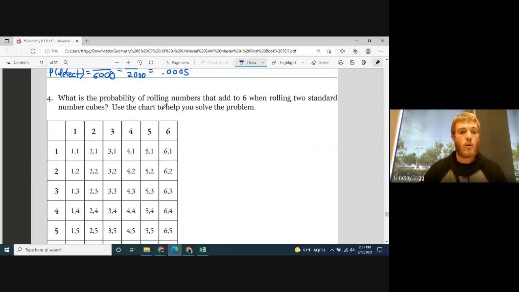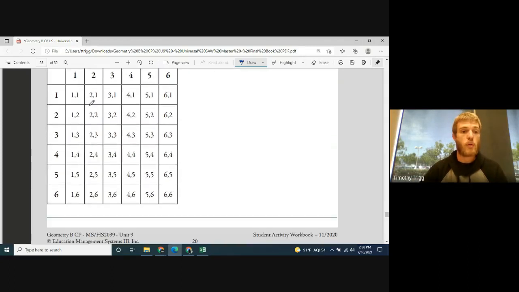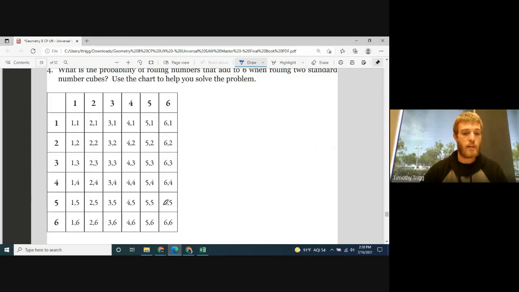Number 4. What is the probability of rolling numbers that add to 6 when rolling 2 standard number cubes? What they mean is 2 dice. Use the chart to help you solve the problem. So we're looking for the probability of rolling a 6, basically. I'm looking at these combinations of dice rolls, and I'm looking for any dice rolls that add up to 6. Well, you can see 5 and 1, those add up to 6. 4 and 2, 3 and 3, 2 and 4, 1 and 5. So there are 5 possible outcomes that add to 6.